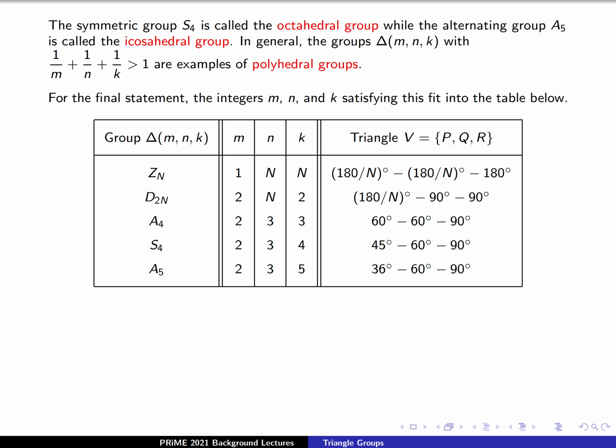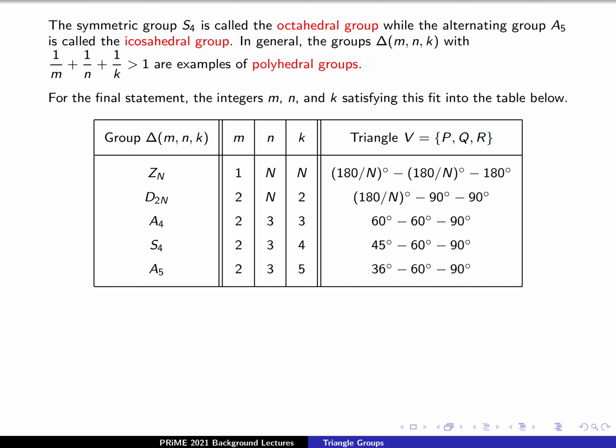Recall that for either the cyclic group or the dihedral group, we explained how we can draw a triangle on the surface of a sphere such that we find either a hosohedron or a bipyramid. In fact, the triangle group is literally the rotations of the red triangles that we found before. This is actually why we call it a triangle group.